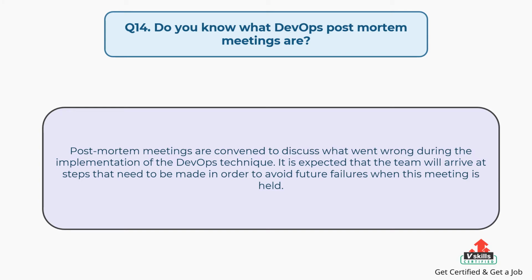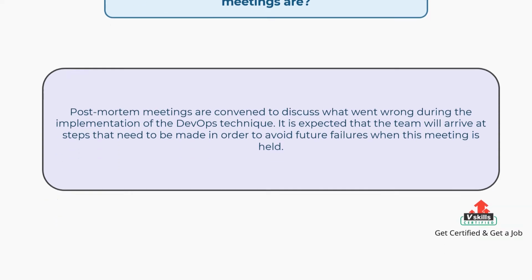It is expected that the team will arrive at steps that need to be made in order to avoid future failures when this meeting is held.